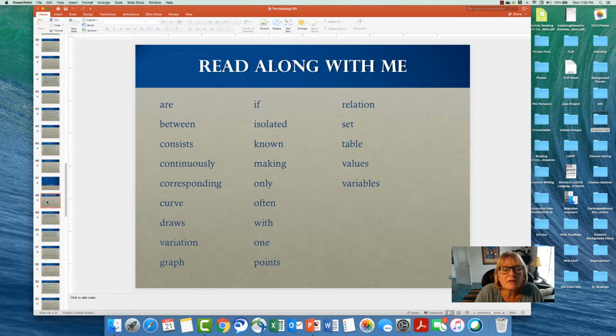So the first thing I would ask you to do is read along this list of words with me. Are, between, consists, continuously, corresponding, curve, draws, variation, graph, if, isolated, known, making, only, often, with, one, points, relation, set, table, values, variables.